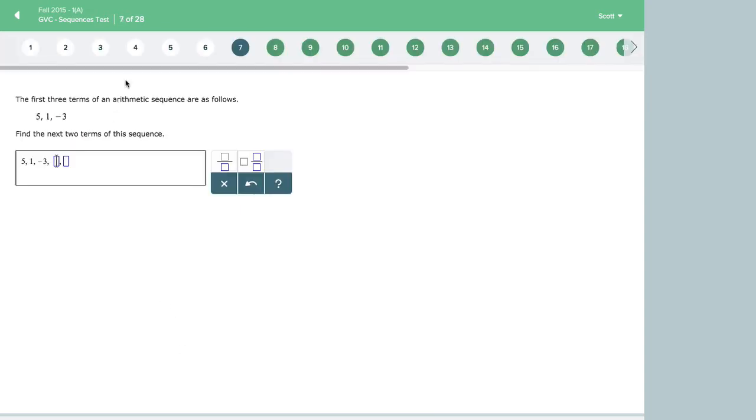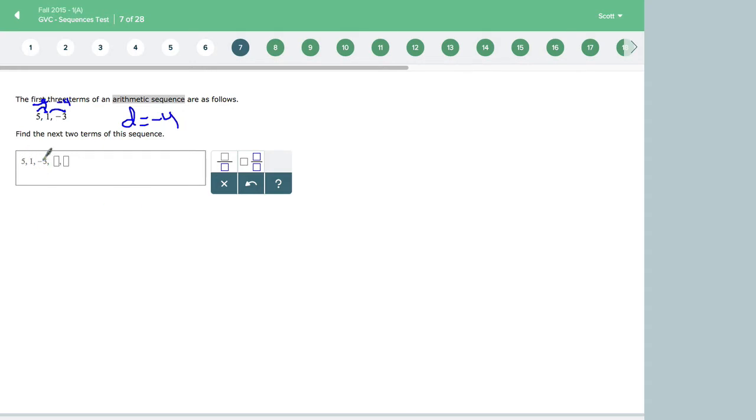Okay, number 7. The first 3 terms of the arithmetic sequence are as follows. So now we know it's arithmetic, which means it's got a common difference. Okay, so what are we doing to get from here to here? Well, that's just minus 4. And from here to here, also minus 4. So the common difference is minus 4.